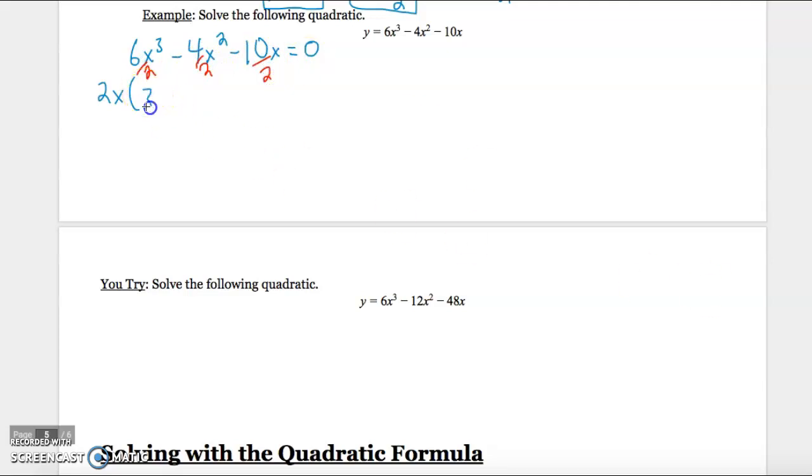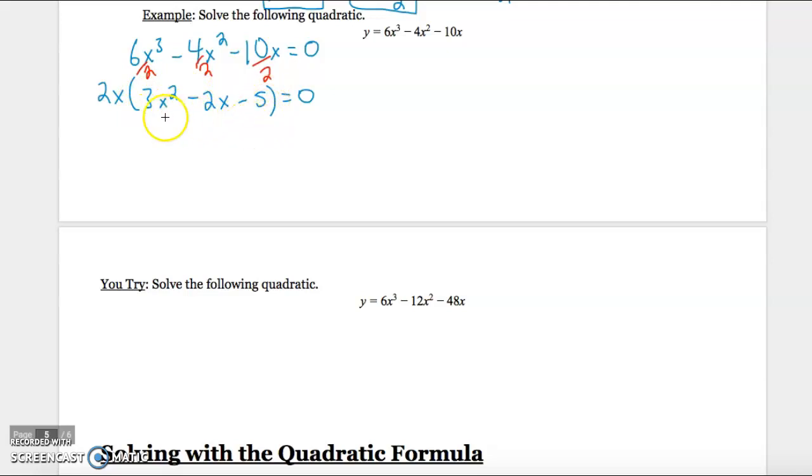So I'll have 3x squared minus 2x minus 5, and then I had taken an x out of each of those, so that's why they're all 1 less. Okay, so my 2x is out front as a GCF. Then I have a 3x squared, a negative 2x, and a minus 5.